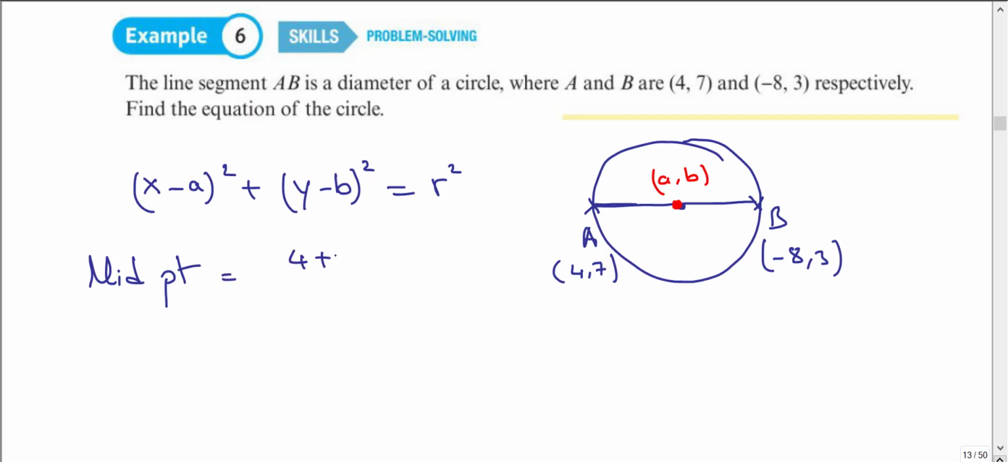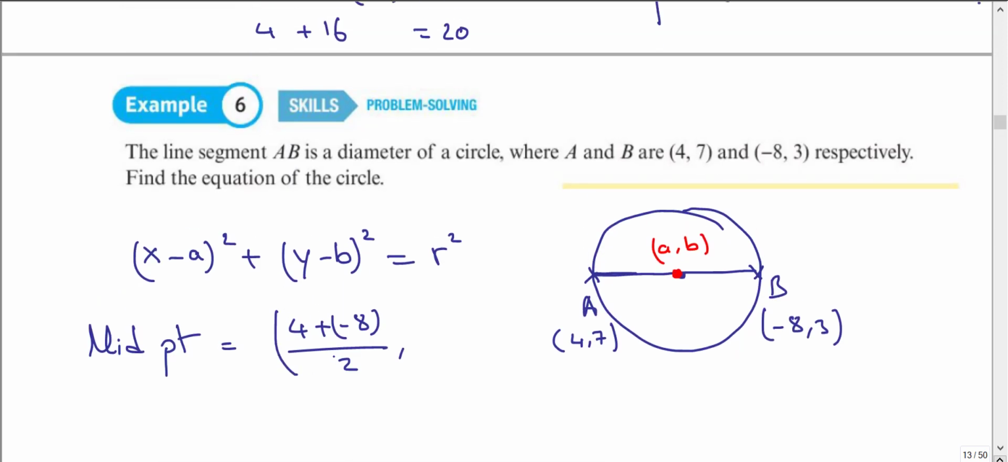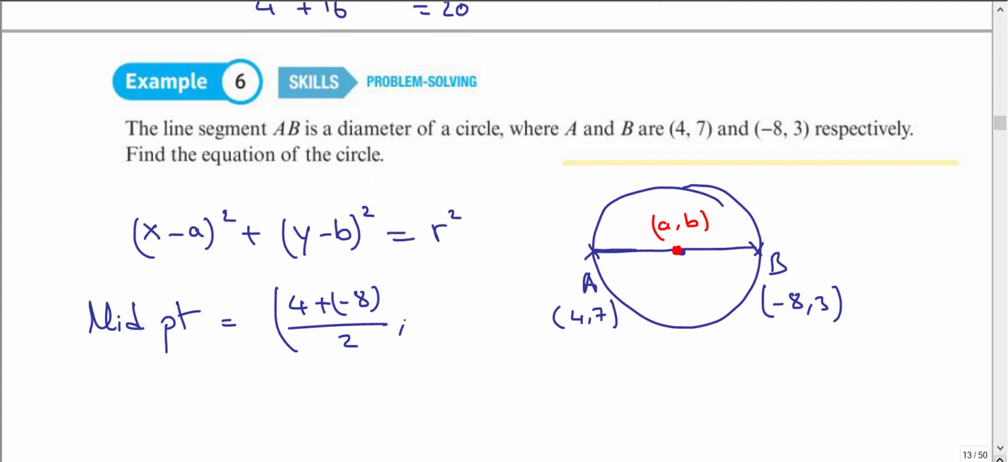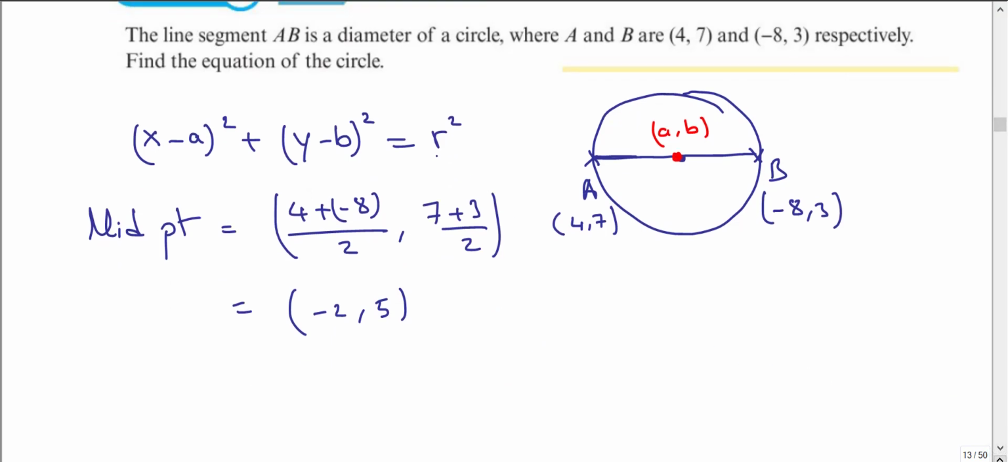So it's 4 plus negative 8 over 2, and 7 plus 3 over 2. So this is negative 2. Okay, Adam, so you have the midpoint. Write the equation now. But before you write the equation, you need the radius. You need the center, and you have the center now. This is the center, a and b. So what about r? How would you find the radius?